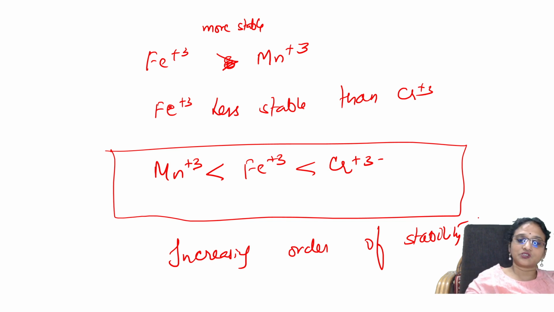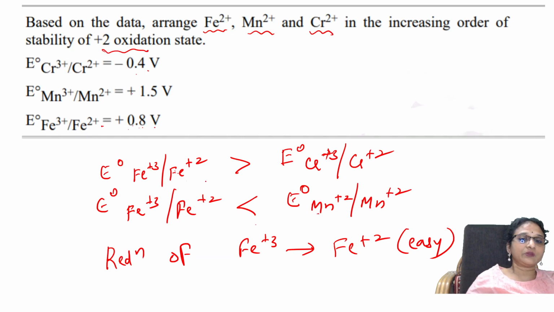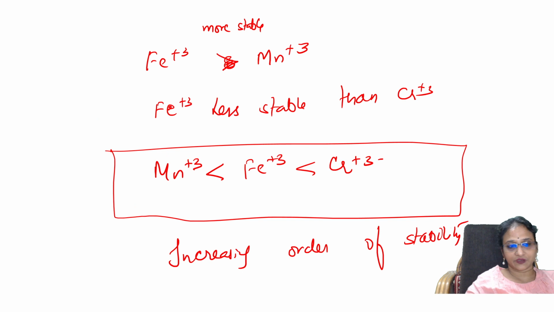So simple. The electrode potential value of Fe3+ is higher than chromium and lower than manganese. That's the point. So which is easy? I can easily reduce Fe3+ to Fe2+. Correct? Gain of electrons is easy. But when I see Cr3+ to Cr2+, it is not much easy. So this is the order which I have given.